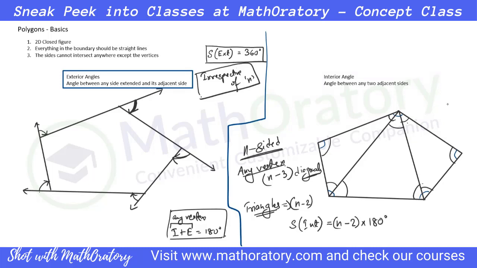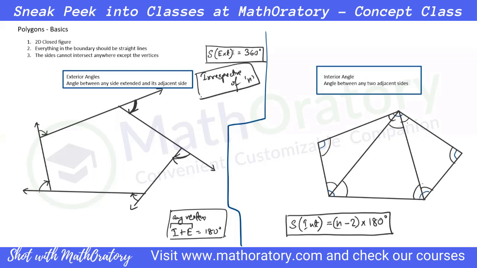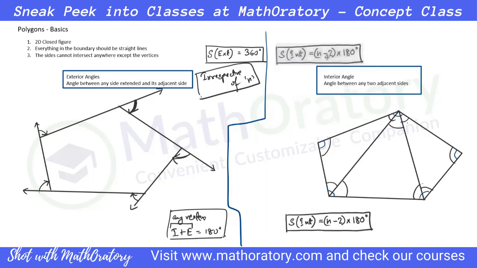So you have these many triangles and each triangle has 180 degrees in it. So if you add all of this, you get the sum of all the interior angles. Just to summarize everything that we did, for interior angles, this is what we know. The sum of the interior angles will be given as (n minus 2) into 180 degrees.